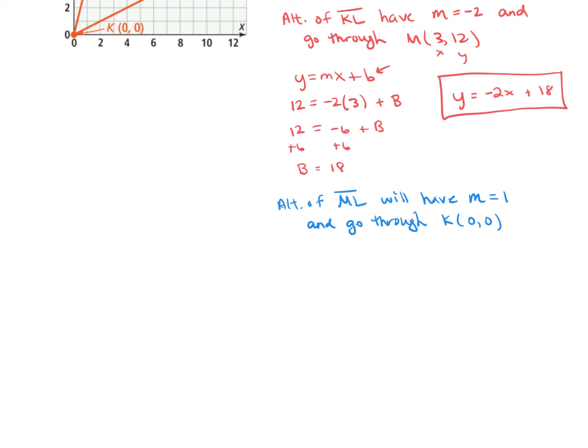So let's follow the same math we did before. We can just use our y equals mx plus b format, plug in our x and our y and our slope, and solve for our y-intercept. So 0 equals our slope, 1, times our x, which is 0, plus, again, I like a capital B so I don't get confused. 0 equals 0 plus b. So pretty much our y-intercept is 0. So this equation is y equals 1x plus 0, or just y equals x.